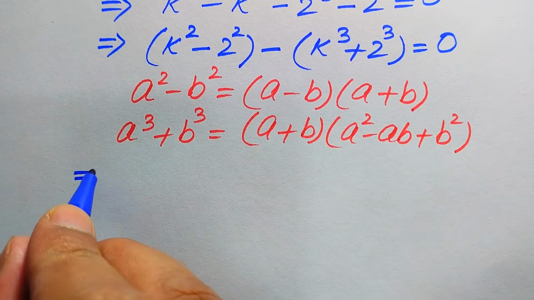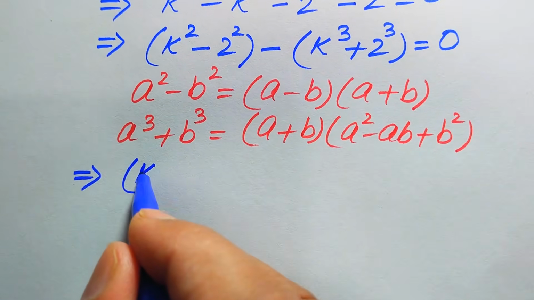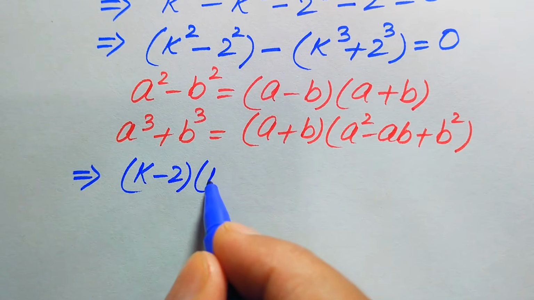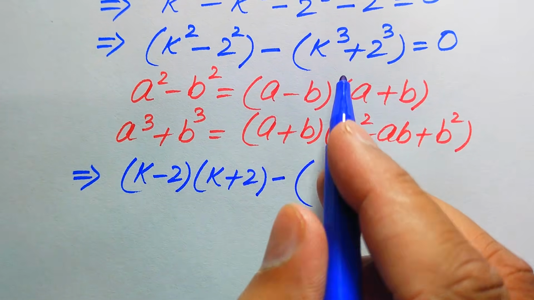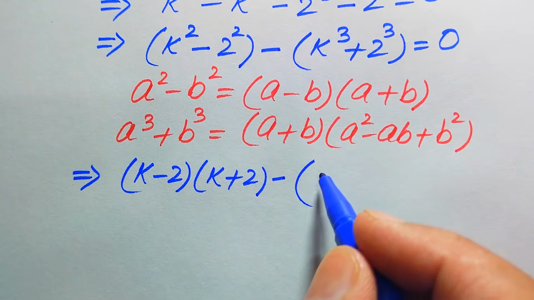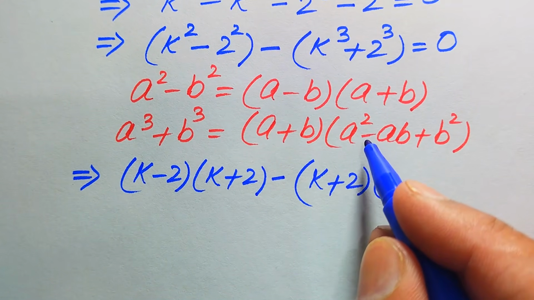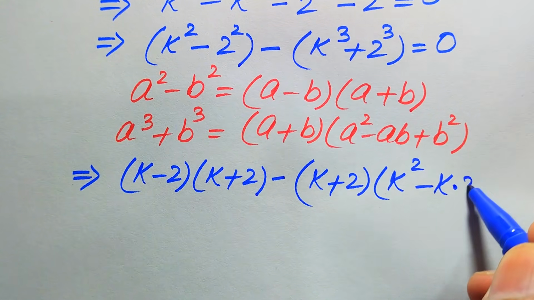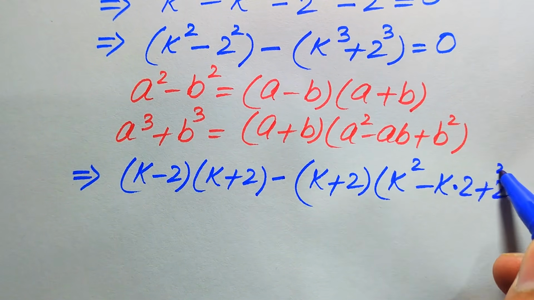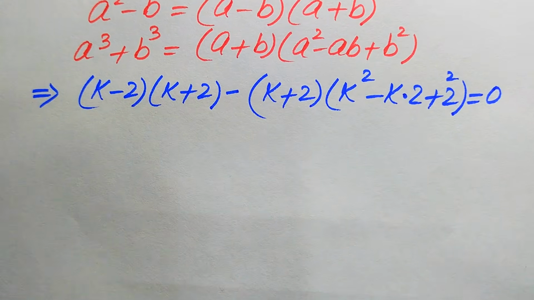So here first we use the square formula. According to this, we write this term as k minus 2 times k plus 2, and here is the minus sign, and we apply the cubic formula here, and this will be written as k plus 2 times a square, a is k, so k square minus k into 2 plus 2 square, and this whole equation is equal to 0.